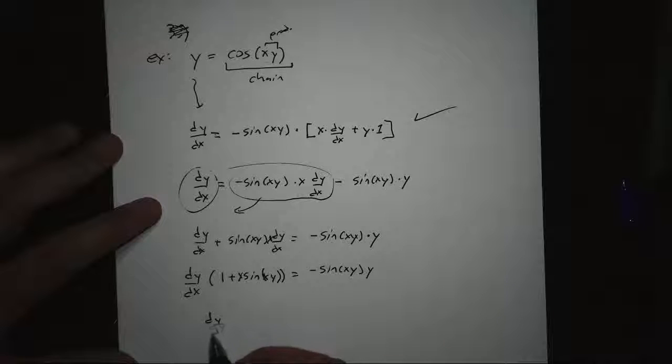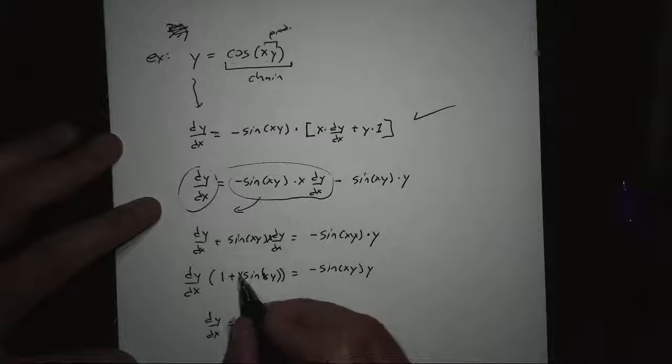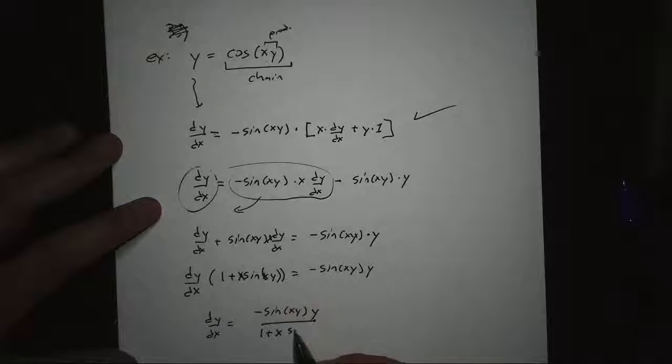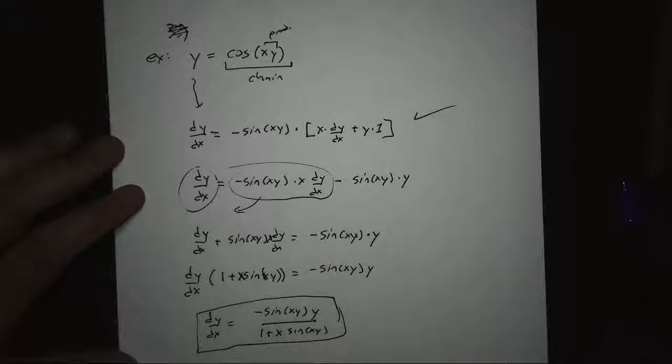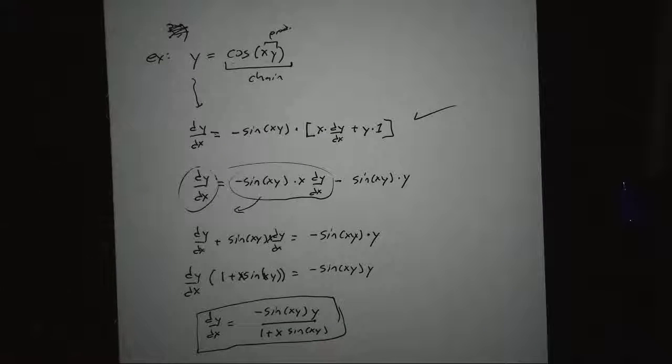So my derivative then will be negative sine of xy times y over 1 plus x sine of xy. See, I remember I forgot my x from earlier. And there is our derivative. That's a great one to have. I would put that one on a quiz or a test because that's just awesome. Okay, so we've taken a look at a few of these.